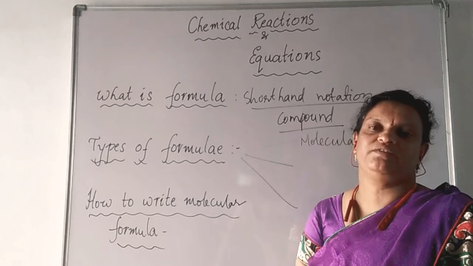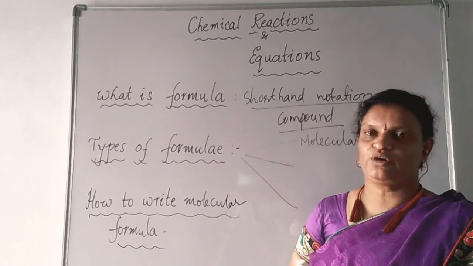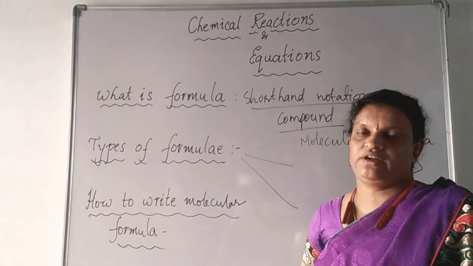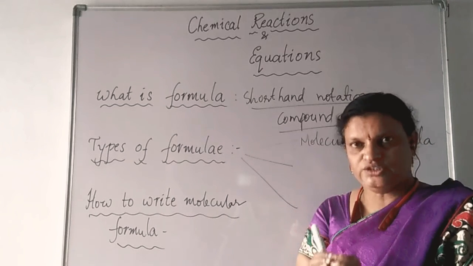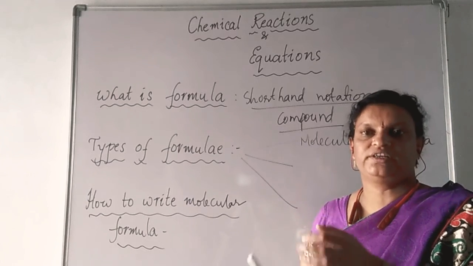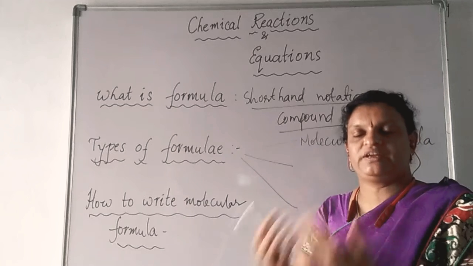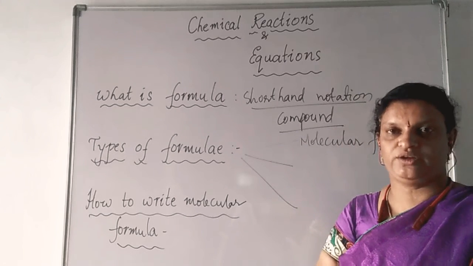Like NaCl, we write the formula for sodium chloride. That does not mean only one sodium ion and one chloride ion are there. Surrounding one sodium, 6 chloride ions are present, and surrounding one chloride, 6 sodium ions are present. But while representing that, we write only one unit, the formula unit.